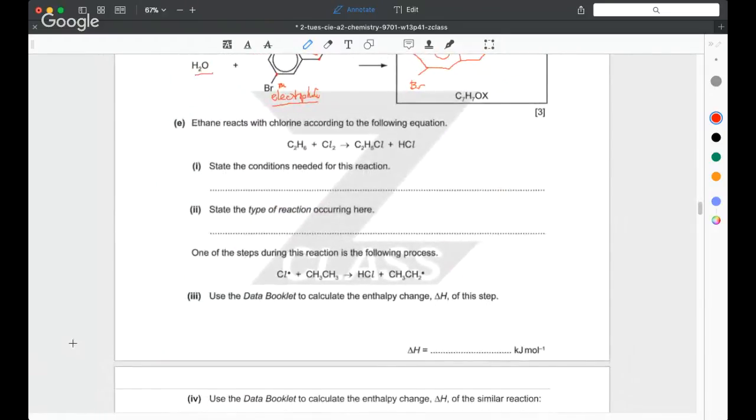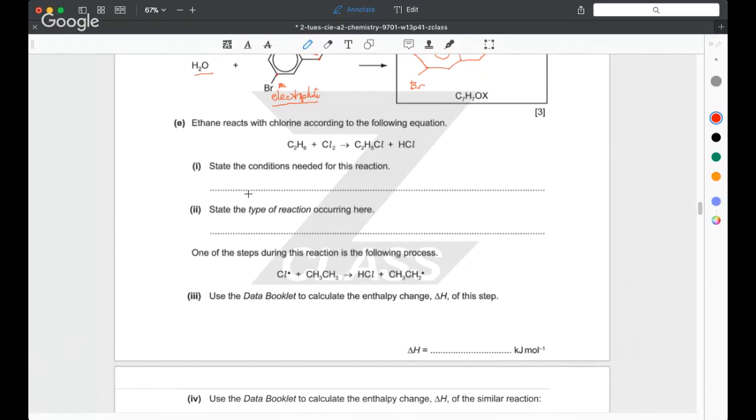Okay, this is an area of work that the examiner keeps flagging up, that students are weak when it comes to these radical reactions, not with the initiation step or with the termination step, but with the propagation step. And we'll have a look at that in a moment.